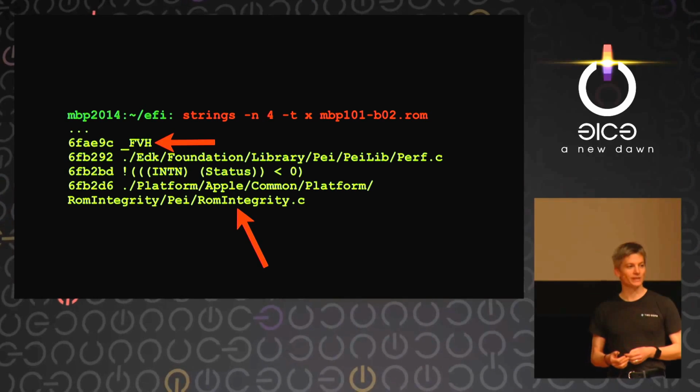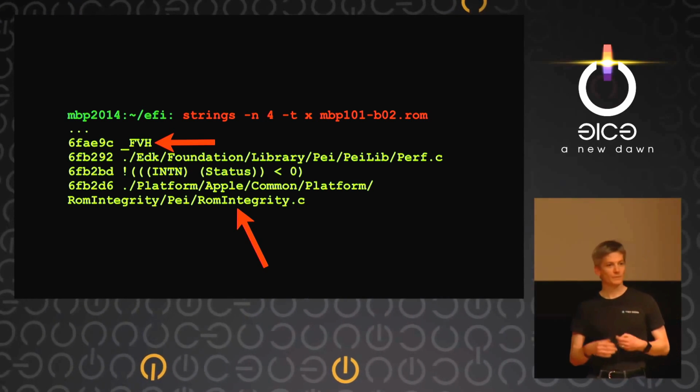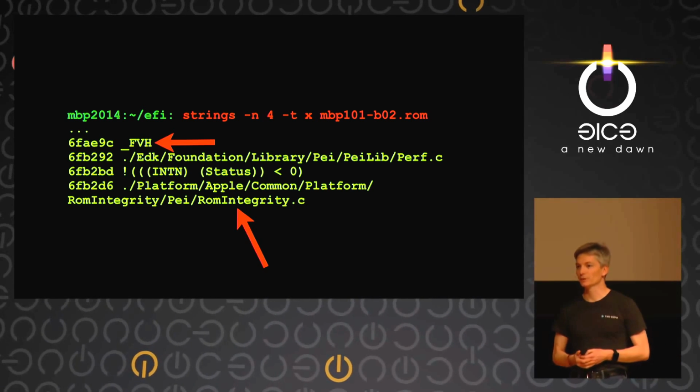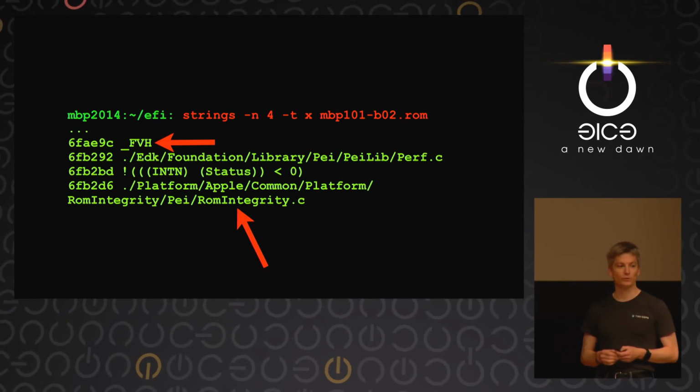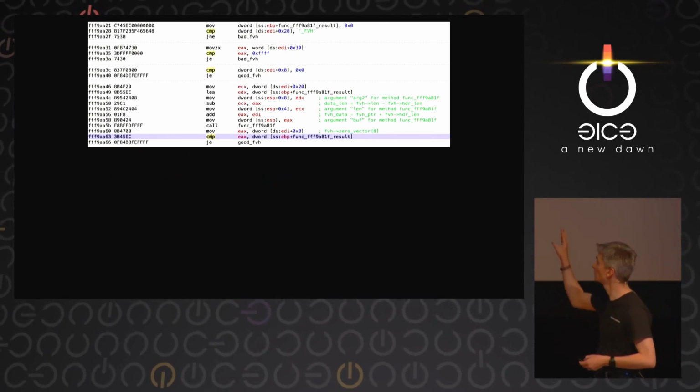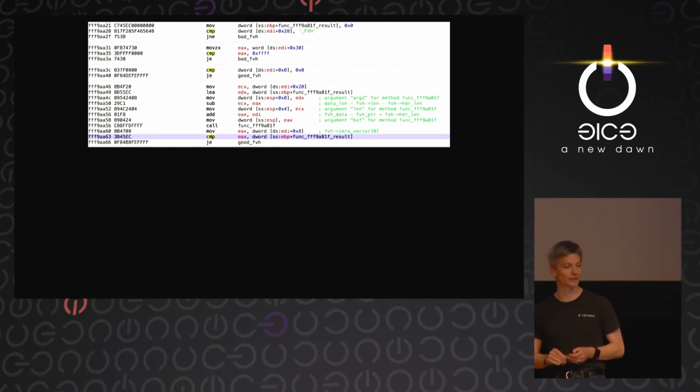To try to figure out where things are in the ROM, we can use a tool like strings. And what's interesting is this ROM image actually doesn't have very many strings, but we can find things like that FVH signature, and then a few bytes later, this really tantalizing string that says ROM integrity. So let's fire up our interactive disassembler. I'm using Hopper in this case on that section of the ROM. And apologize, it's a little small. The slides will be available if you actually want to dig through it later.